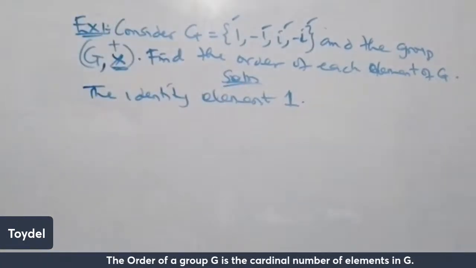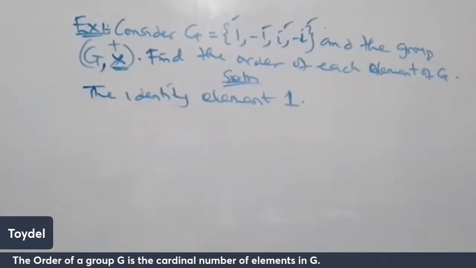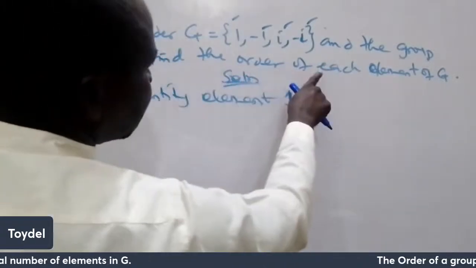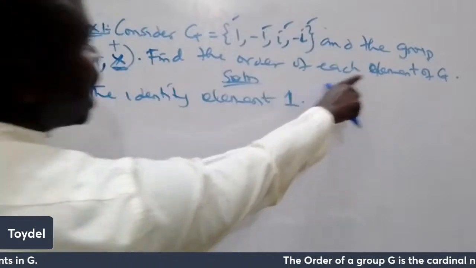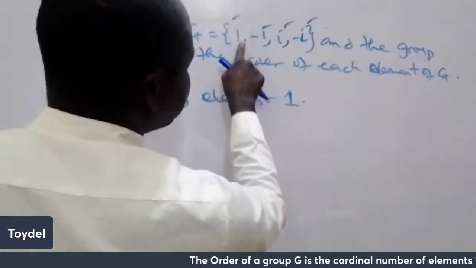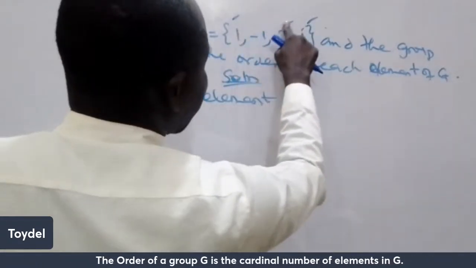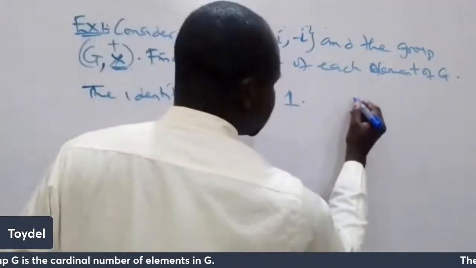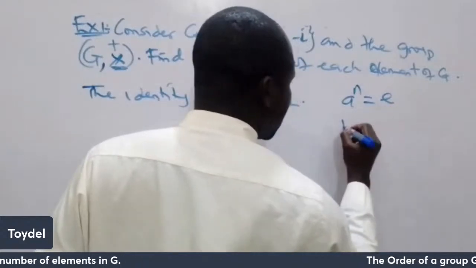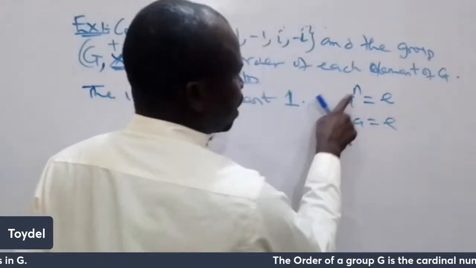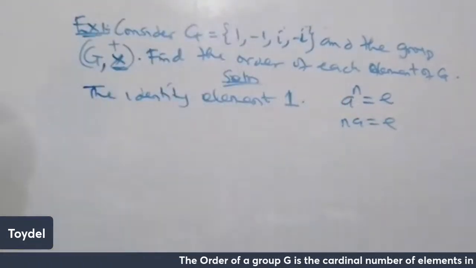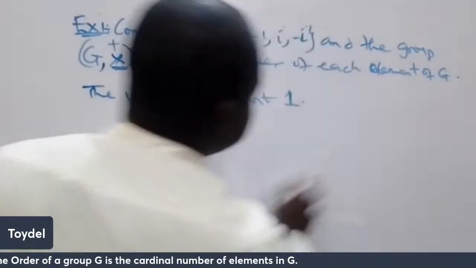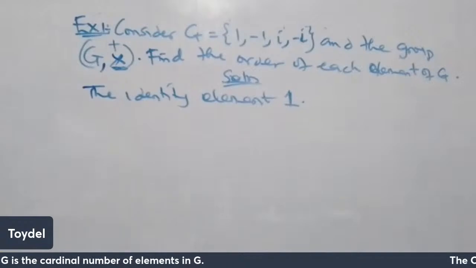So please let's note, that's the first condition. So what do we do now? We have to find the order of each element of G. There are 4 elements in G: 1, -1, I, and -I. So we know the identity element. There are 2 conditions: is that A^N is equal to the identity element, or NA is equal to the identity element? That is, either we have the power or the multiple. That's what we talk about under the order of the elements of a group. So now let's see what we are going to do.